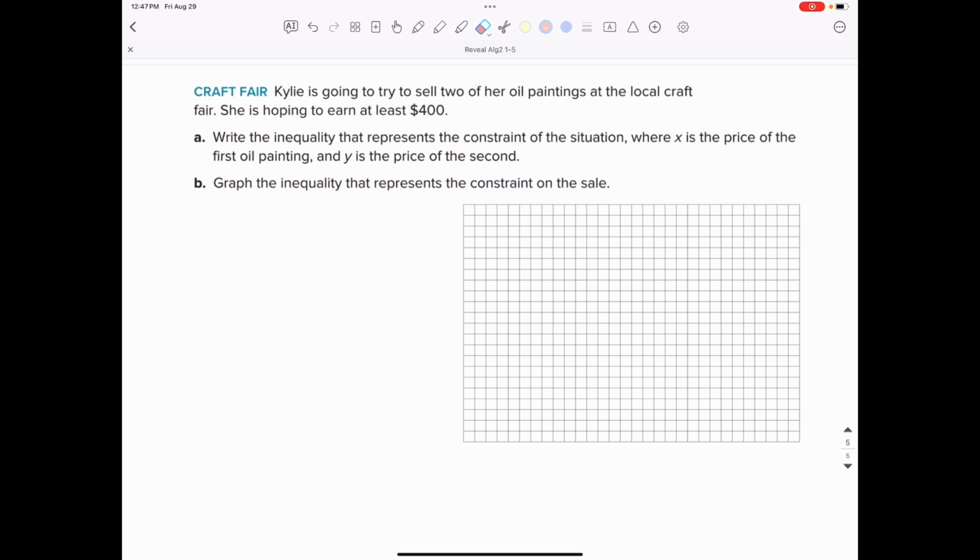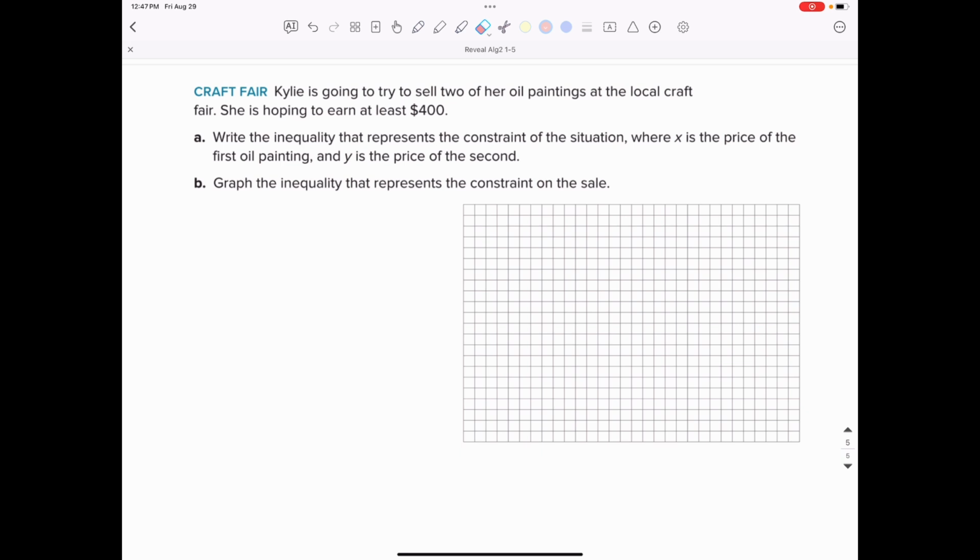Kylie is going to try to sell 2 of her oil paintings at a local craft fair. She is hoping to earn at least $400. Write the inequality that represents the constraint of the situation where X is the price of the first oil painting and Y is the price of the second. Then we're going to graph the inequality that represents the constraint on the sale.